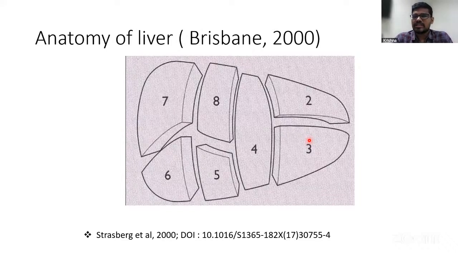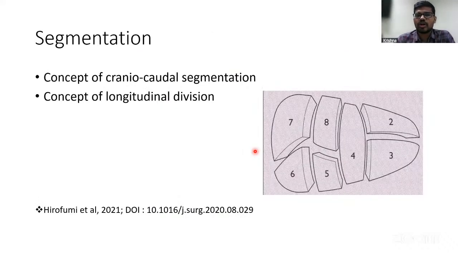Coming to the nomenclature, yesterday there was a discussion regarding the nomenclature. The liver is divided into so many segments: 2, 3, 4, 5, 8, 6 and 7. We know that 5 and 8 are the right anterior, 6 and 7 are the right posterior, segments 2 and 3 are the left lateral, and 4 predominantly is the left medial. There is a concept of craniocaudal segmentation, where every sector is divided into superior and inferior segments. But there is also a concept of longitudinal division, wherein the sector is divided into ventral and dorsal.